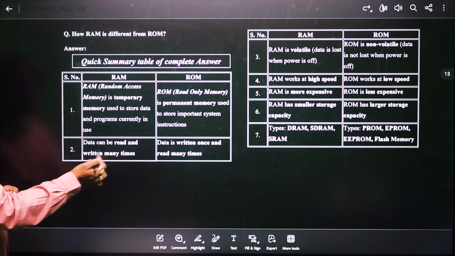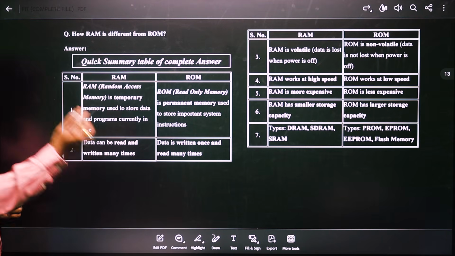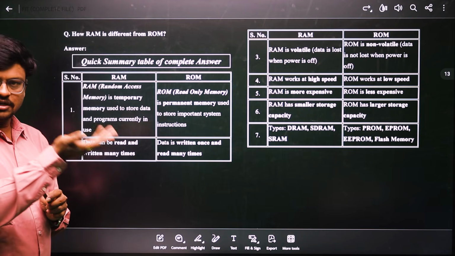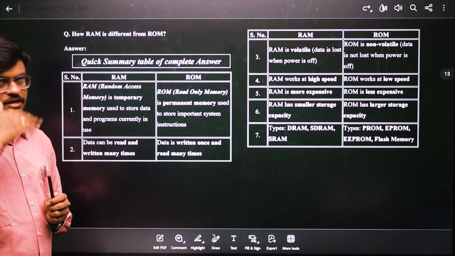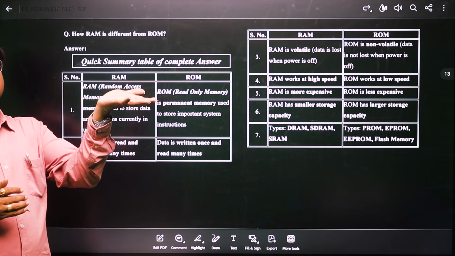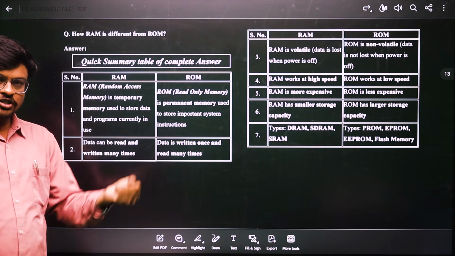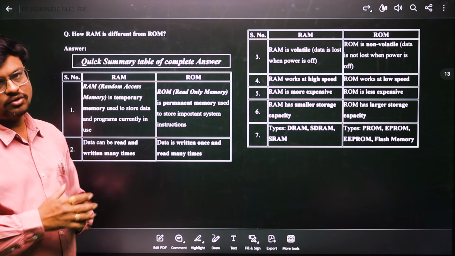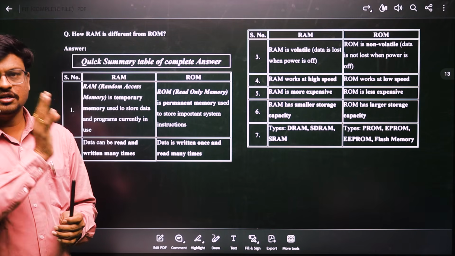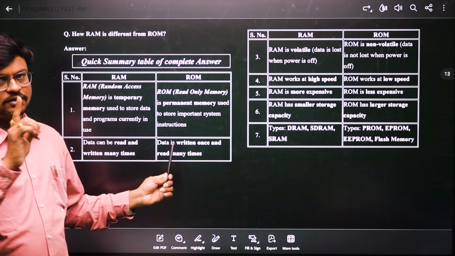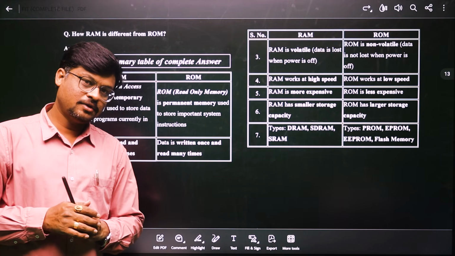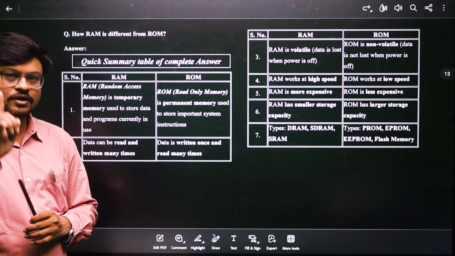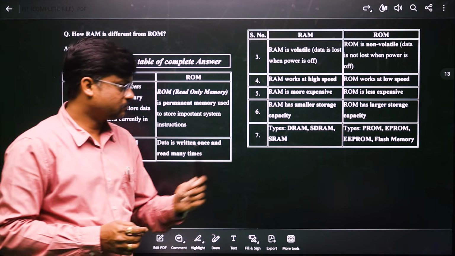Data can be written many times for RAM, because every time an application comes from the secondary, RAM is updated. Every time data is moving from RAM to secondary devices, RAM is updated. Application starts, RAM data updates. Application closes, RAM data updates. Whereas in the ROM, data is written only once, at the beginning, at the time you are initializing your system. That is ROM. RAM data reads and writes multiple times. ROM data is written only one time, and you can read it many times.